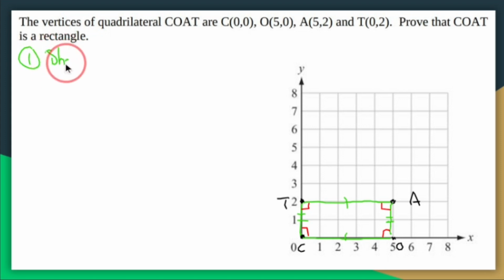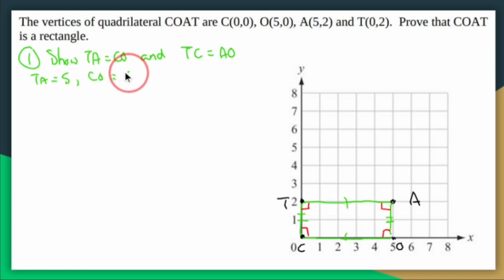We need to show that TA equals CO, and we need to show that CT, or TC, I think I called it, is equal to AO. Okay, so let's do that. Pretty easy because everything lines up perfectly. TA is 1, 2, 3, 4, 5 units. So TA is 5. CO is 5. So TA is CO.